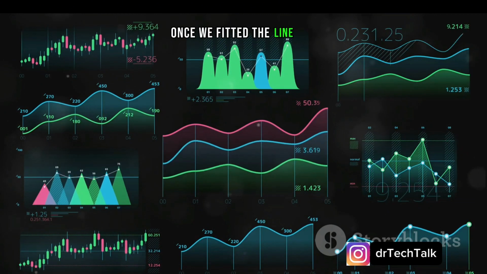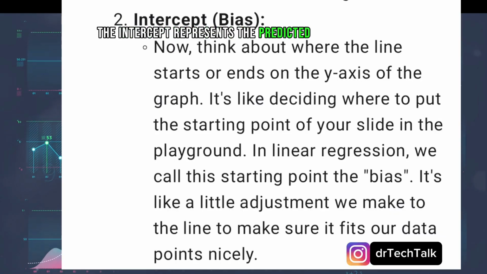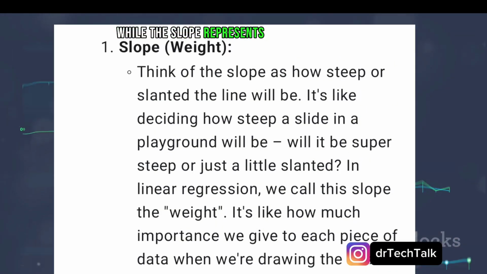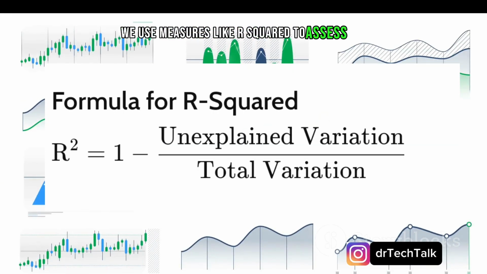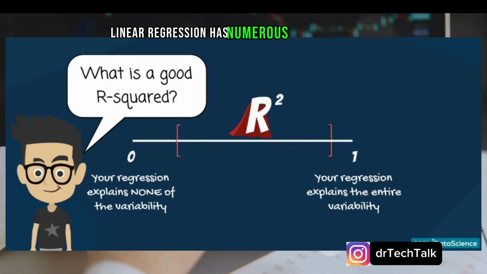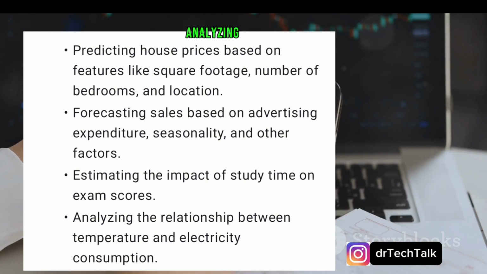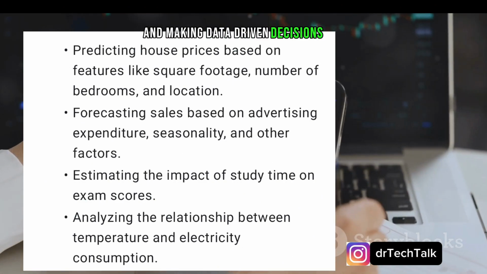Once we've fitted the line, we can interpret the results. The intercept represents the predicted value of y when x is 0, while the slope represents the change in y for a 1-unit change in x. Additionally, we use measures like r-squared to assess the goodness of fit of the model. Linear regression has numerous applications. It's used for predicting sales, analyzing trends, forecasting stock prices, and making data-driven decisions.